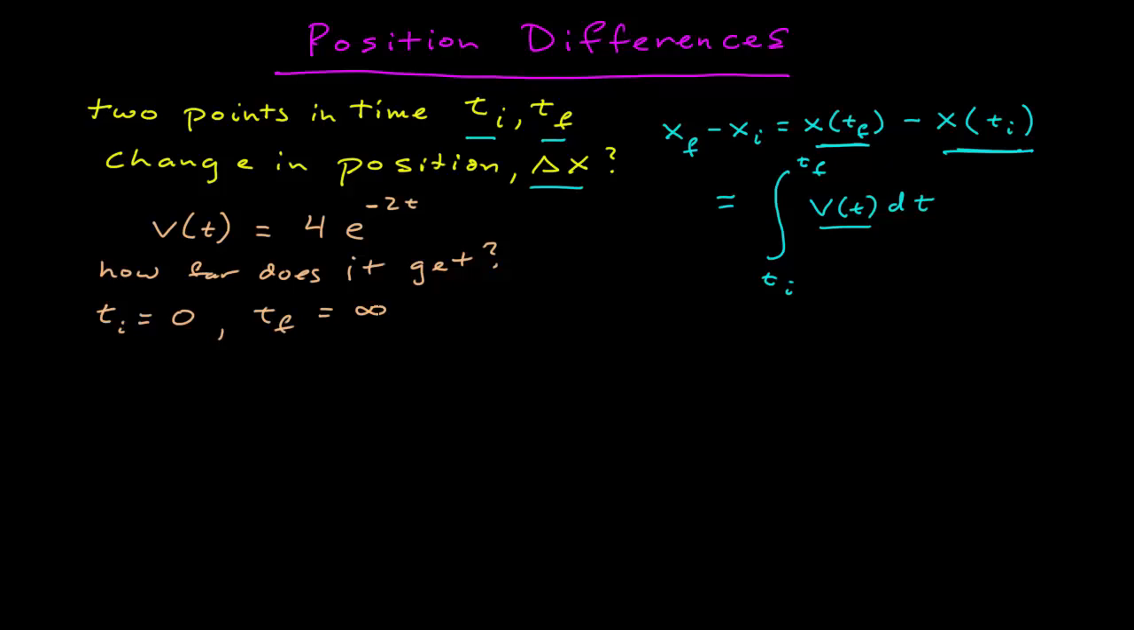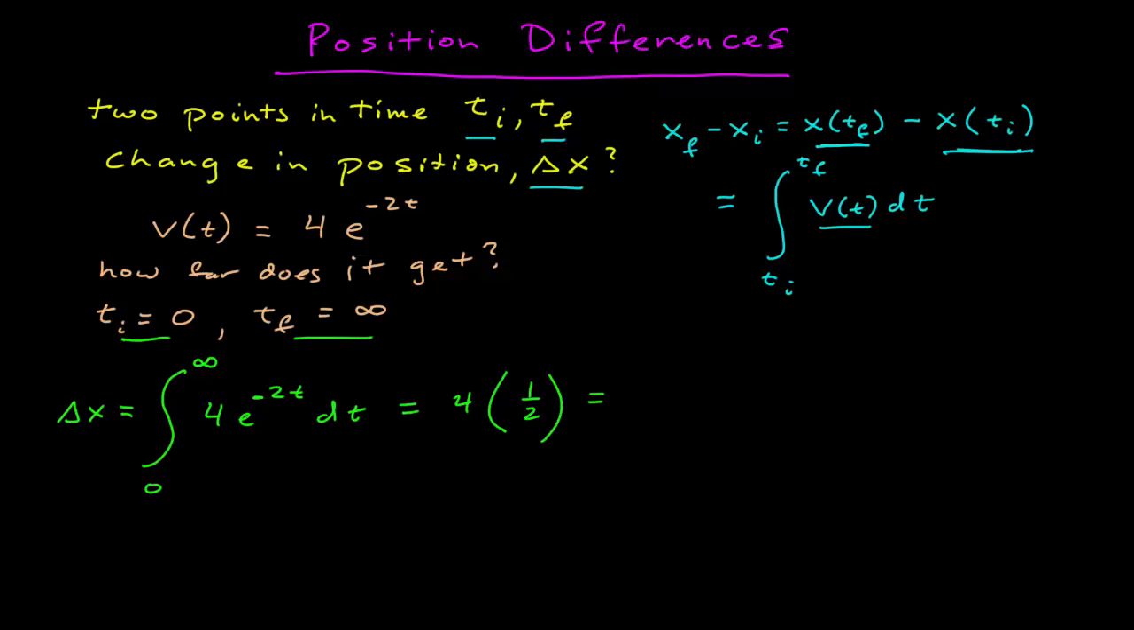Well, I need to calculate the integral. So delta x is the integral between these two times, 0 to infinity, of my velocity function, which is 4e to the minus 2t dt. This is a definite integral that I hope you know the answer to. I pull out the 4, and then that integral from 0 to infinity is just equal to 1/2. And so the change in position is equal to 2 meters.